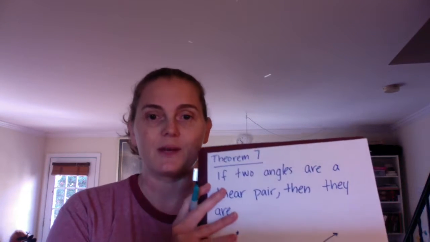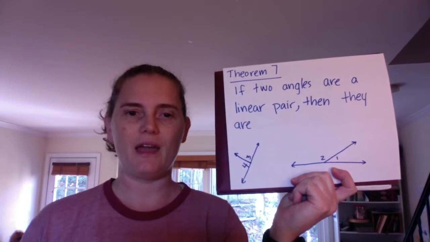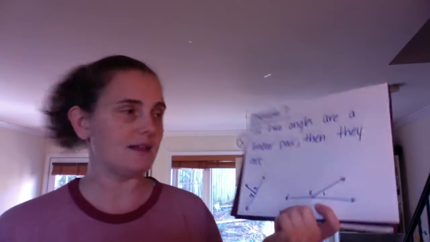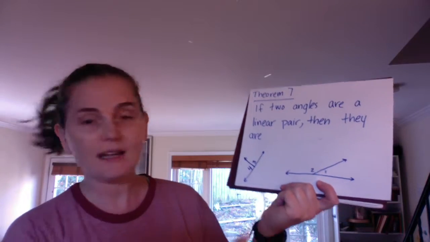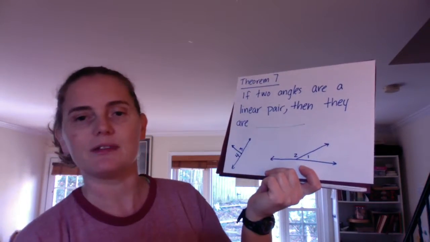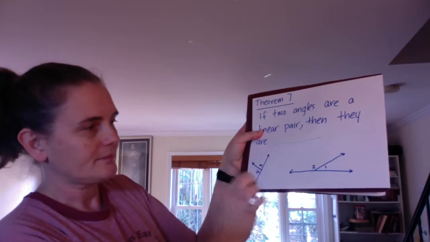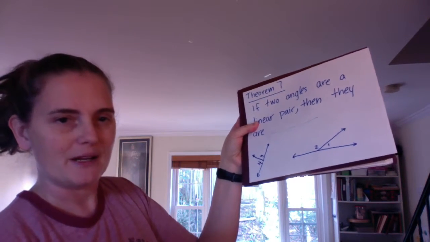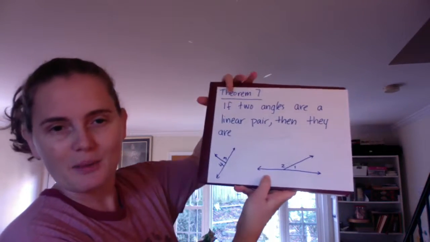I think the coolest thing about them is that you actually will be able to draw your conclusions. You'll be able to finish these theorems by yourself. Okay, so if two angles are a linear pair, then they are blank. Now, we're going to fill in this blank. And what I've done here is I've drawn a couple different examples of linear pairs. Angles 1 and 2 are a linear pair over here. Angles 3 and 4 are a linear pair over here. And I think you can kind of imagine where we're headed with this.